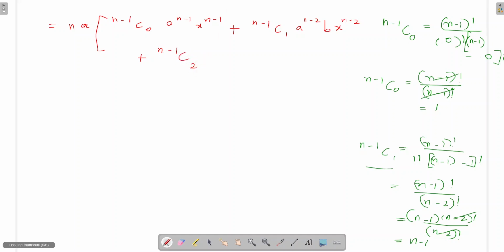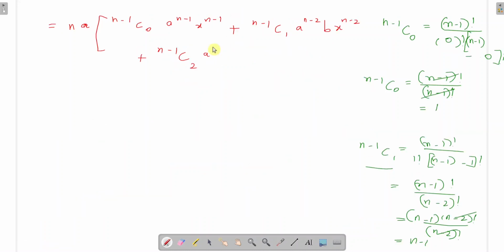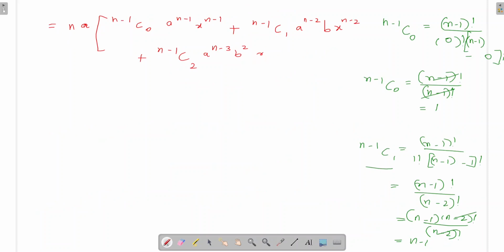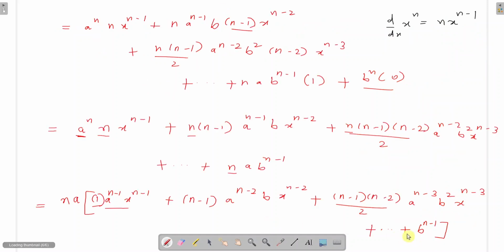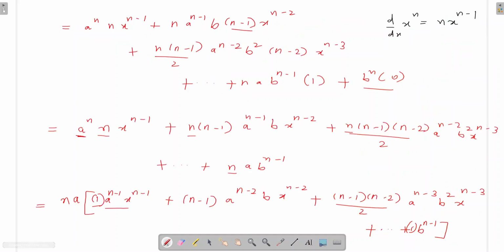Then what we have here is a raised to n minus 3 b raised to 2, x raised to n minus 3. Okay, and so on. The last term will be here. You have 1. So instead of writing 1, we will write n minus 1 c n minus 1. And we have b raised to n minus 1.